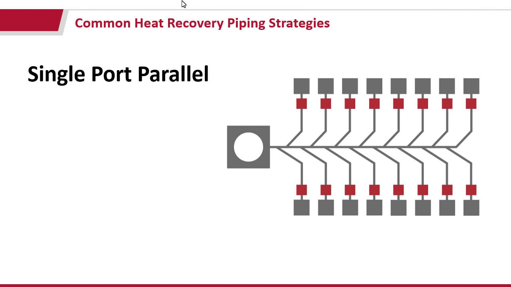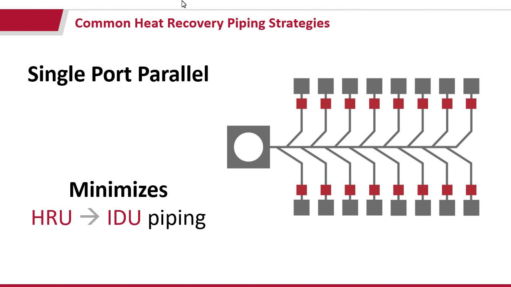So here are some piping strategies, and these are important because you want to minimize piping. So if you use a single port parallel approach, these red boxes are your HR boxes, and these would all be your indoor units. This is your outdoor unit. You can see that this reduces the amount of piping between the HR boxes and the indoor units, which we're abbreviating to IDU because we like to keep things short. It makes this run really long though, so you're going to have a lot of piping between your outdoor unit and the HR boxes, potentially, depending on where they're located.